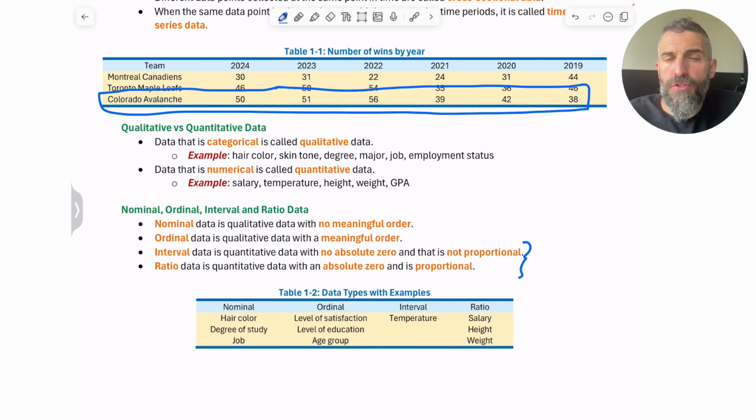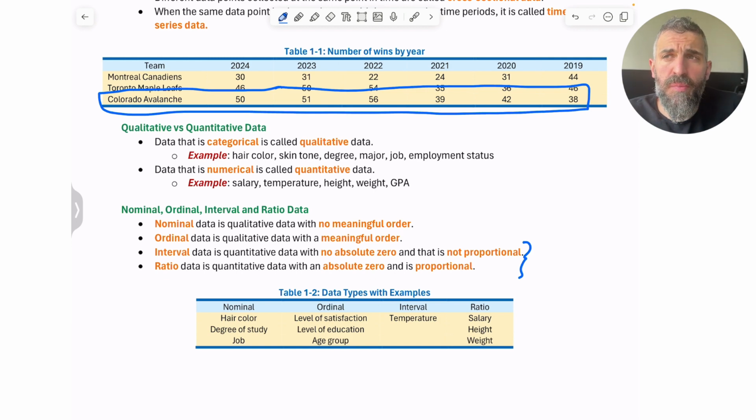And then it's not proportional. When it's 40 degrees outside, it's not twice as hot, or there isn't twice as much temperature as when it's 20 degrees, right? It's not like that. There's just different temperatures. So that's interval.